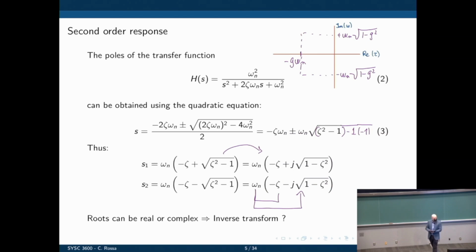Notice here that the complex part is always in conjugates. You can never have an odd number of complex numbers. It will always be in pairs. Right? You always have the complex conjugate of something. Okay, so here are the potential locations of these poles. And you can see that these dots will travel on the S-plane, depending on the value of zeta and depending on the value of omega n.